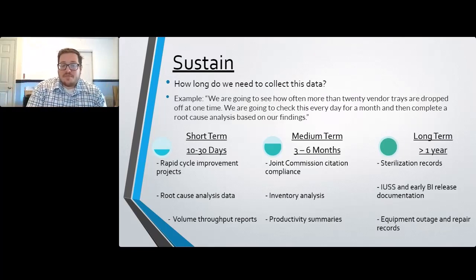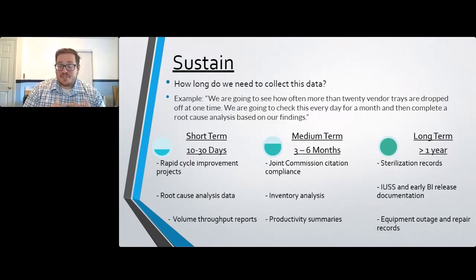Same thing with productivity. If you collect a week's worth of productivity data, I can tell you that it may not be wrong, but it is incomplete. Like we talked about in the beginning, data needs context. You need context for productivity data. And then you may have some that are collected for over a year. That's maybe sterilization records, IUSS, or early BI release documentation, or equipment outage and repair reports.